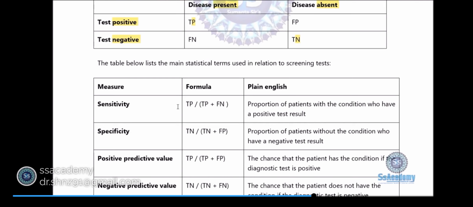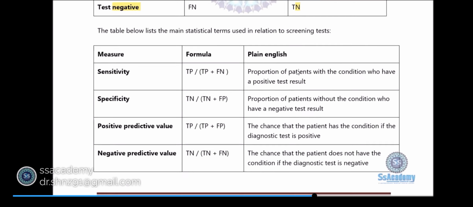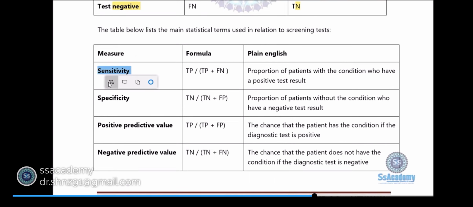Now we need to know these. The table below lists the main statistical terms used in relation to screening tests. So we need to know sensitivity, my dear. Sensitivity is the proportion of the patients with the condition who have positive test results. The sensitivity is all about the positive test results that we are working on. And specificity is basically the patients without the condition who have negative test results. So we're working on the negative test results.